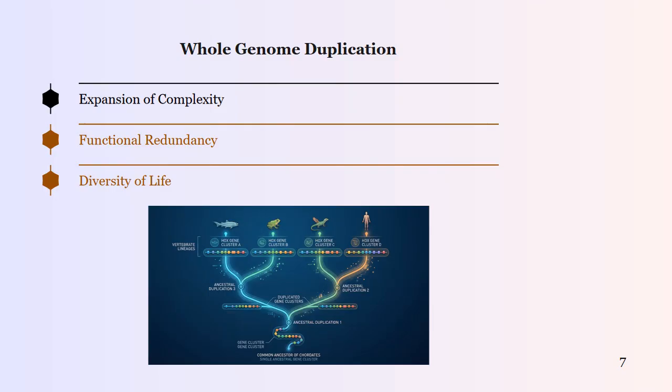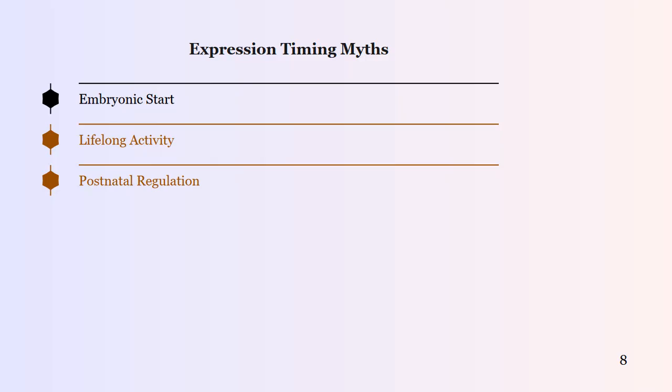Expansion of complexity. Early vertebrates underwent 2 rounds of whole genome duplication, resulting in the 4 clusters we see today. Functional redundancy. Having multiple clusters allows one gene to mutate and take on a new role while the others maintain the original vital function. Diversity of life. This expansion of the Hox toolkit is largely responsible for the incredible structural diversity found among vertebrate species. 8. Expression timing myths. Embryonic start.